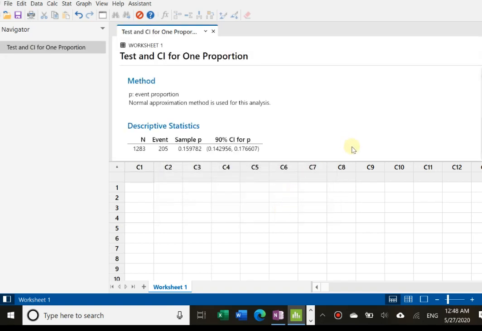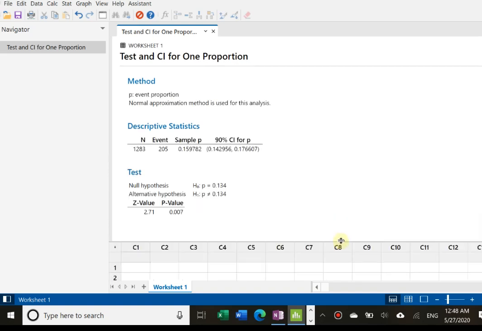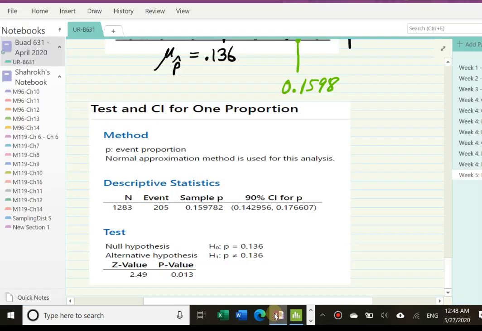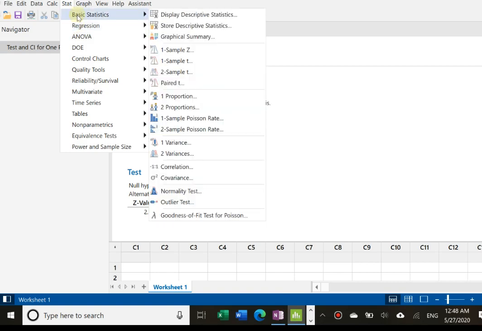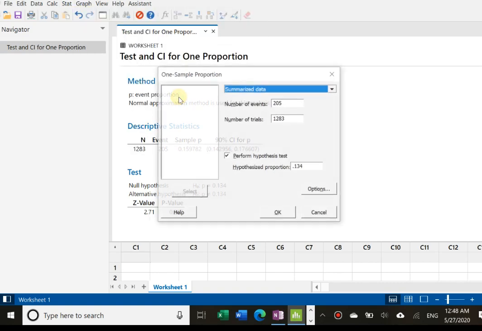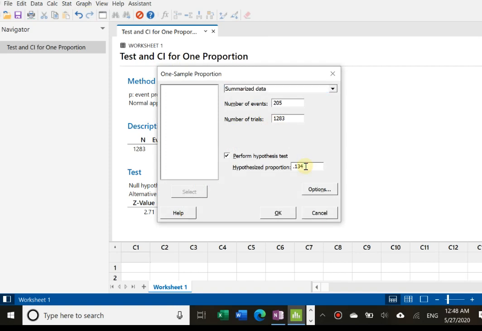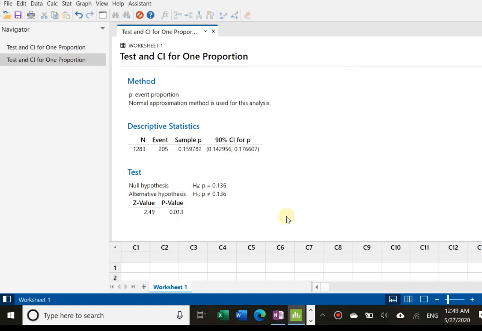And there you have it. So this is how you run this procedure in Minitab. Well, actually, let me see. I don't think I put in the right number. The 0.136, sorry, 0.136. So let me go back. Stat, Basic Stats, 0.136. I put 0.134. There, now it looks right. And keep everything else the same. Now we got exactly what I had before.